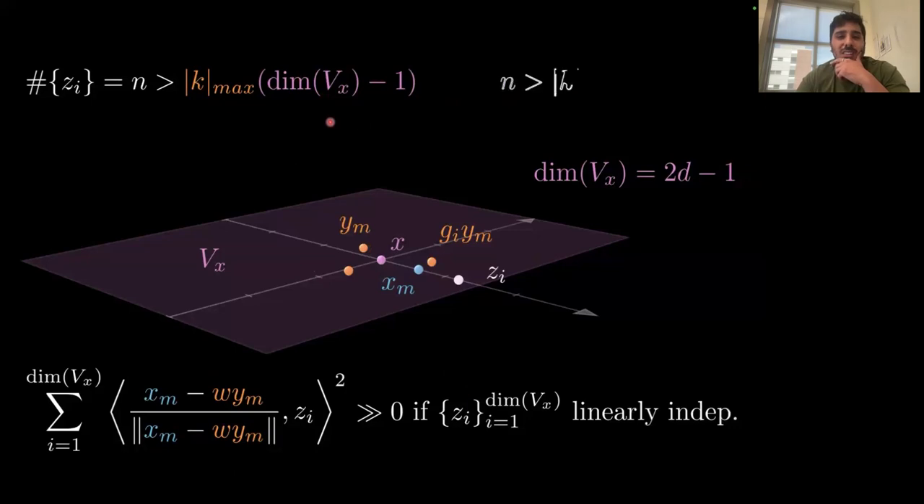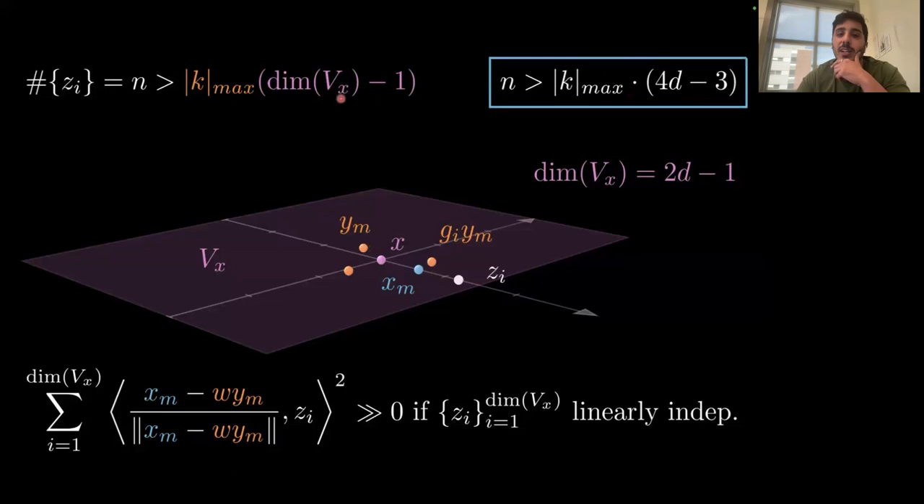If you plug the numbers in, they will not arrive to 4D minus 3. They will arrive to 2D minus 2 instead. But then you need more templates just to assume that the ZI is in Vx to begin with. You don't get this in a straightforward manner. You need enough templates to get there. And that's where the 4D minus 3 comes in. So yeah, the Kmax comes from a pigeonhole principle where you try to have them share the same unit vector.